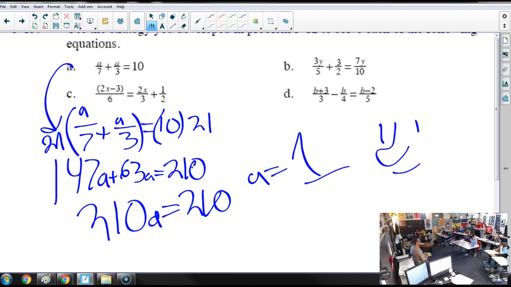I do know how he got it, but what is the right way? I multiplied the denominators. So you had 21 over 1 on one side, 21 over 1 on the other side, and 10 times 21 is 210. And then on the other side you have 21a over 7, 21a over 3. You divide the 21 by 7, 21 by 3, and then you get 3a plus 7a.